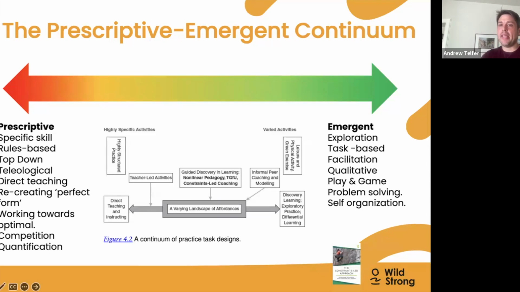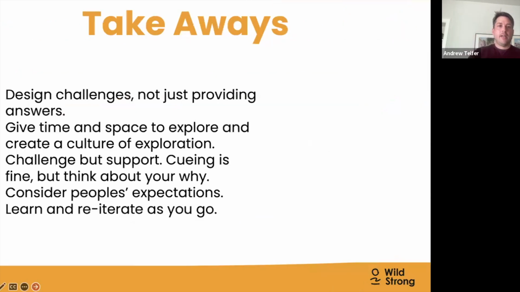It's this concept of play begetting play, of familiarity with how to move your body, and physicality is going to open up more options for how to use your body and express physicality. So the takeaways that I would say here is, as a coach, really think about how you can design challenges, not just providing answers. Try to design activities where you give time and space to explore and create a culture of exploration, giving people that permission to explore. You really want to challenge but support.